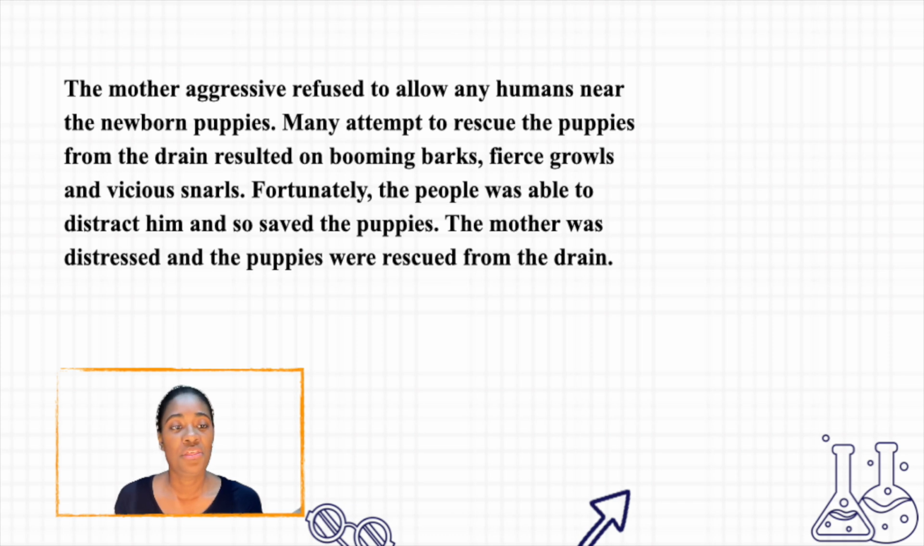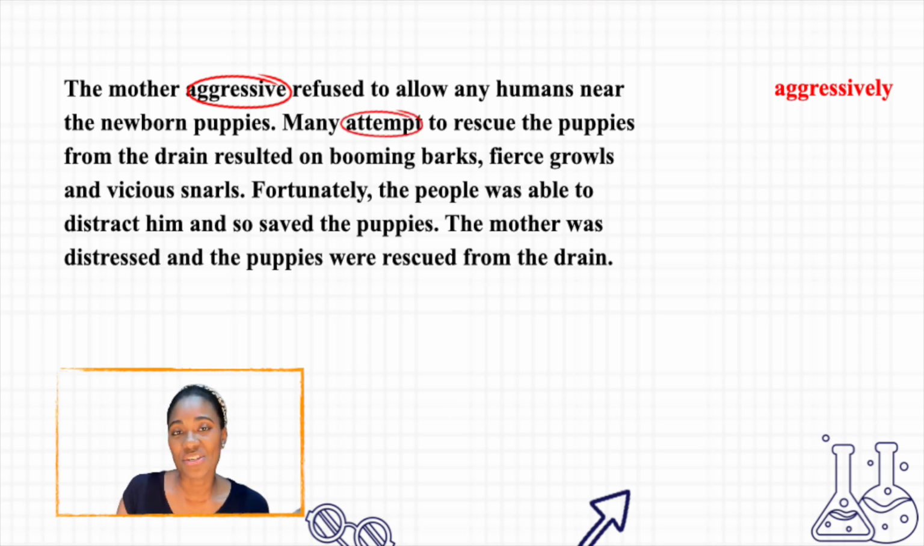So we have the word the mother, and we have a word that modifies the way in which she refused to allow humans near her puppies. And if we have a modifier that is working with a verb, especially in this case the verb refused, we ought to have the adverb aggressively instead of aggressive used in line 1. In line 2, we see the adjective many qualifying the number of attempts that were made to rescue the puppies, and that points us to the very next error in line 2. So many attempts to rescue the puppies, because it would have been more than one attempt.